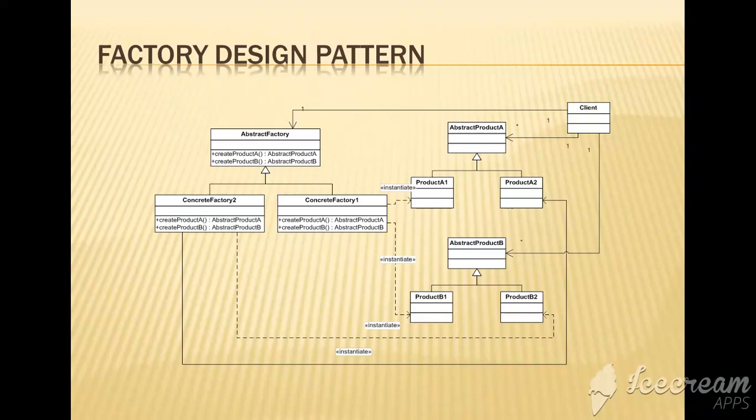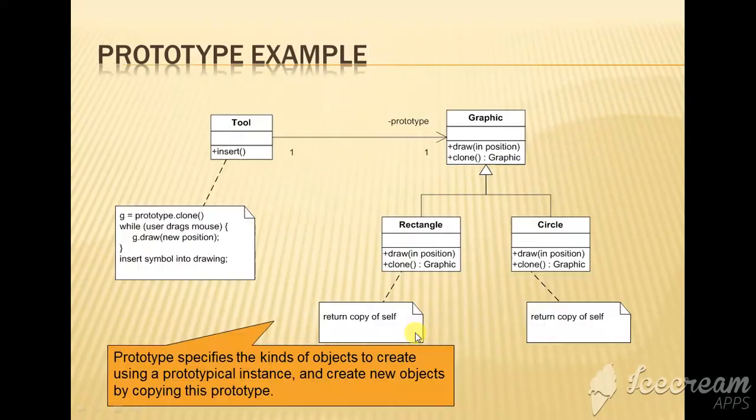Now this will be the second one. This is a factory design pattern example, where I have the product. The same thing happens here. Instantiate will be there.